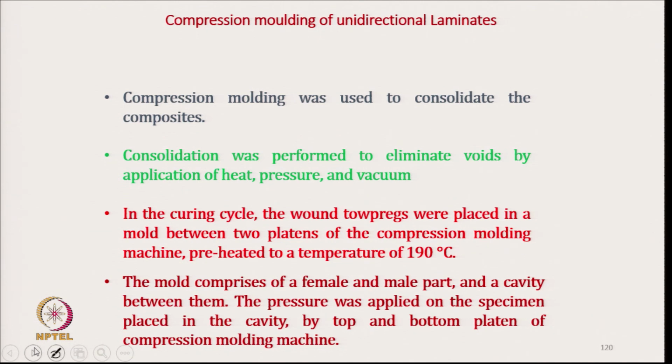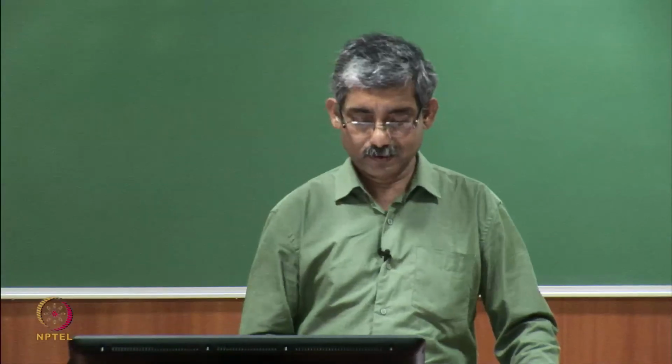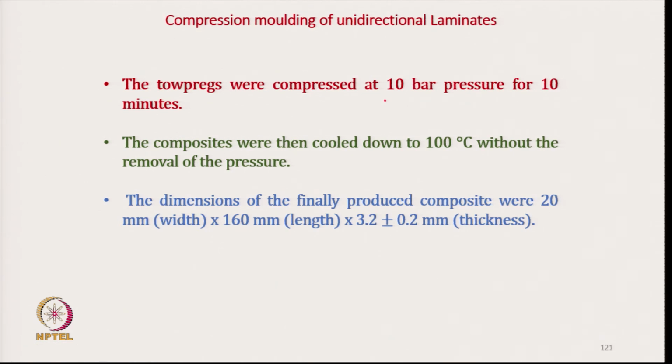The mold comprises a female and a male part, and a cavity between them. The tow was compressed at 10 bar pressure for 10 minutes. The composite was then cooled to 100 degree Celsius without removal of pressure. So, pressure was kept, and the final dimension of the composite was 20 millimeter in width, 160 millimeter in length and approximately 3.2 millimeter thickness, plus or minus 0.2 millimeter.